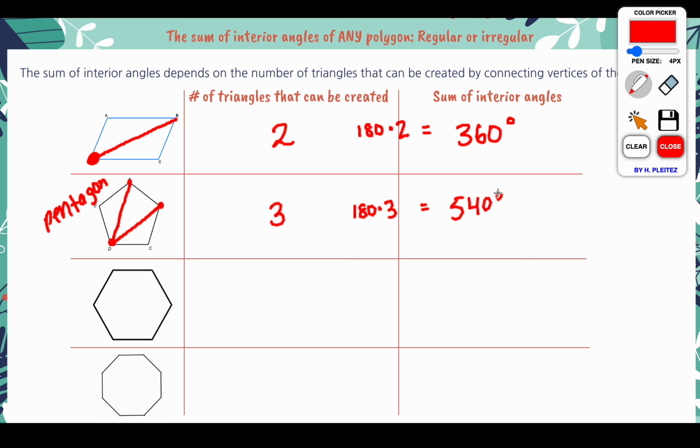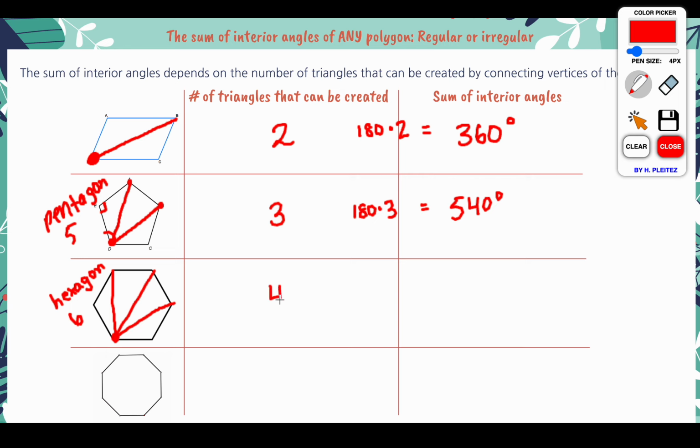That means in a pentagon, when I add up all 5 of these angles, whether it's regular or irregular, I know I'm always going to get 540. Now this is going to be a hexagon with 6 sides, and the pentagon has 5, obviously. If I'm going to start at this vertex, I can make 1 triangle here, 1 triangle here, and 1 triangle there.